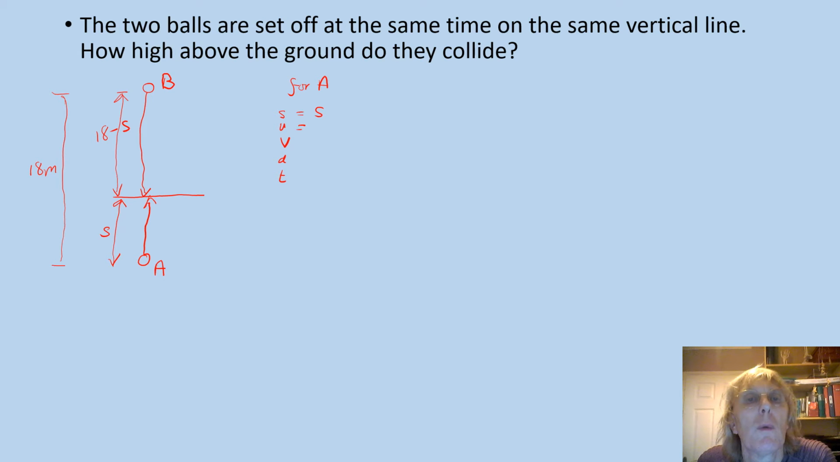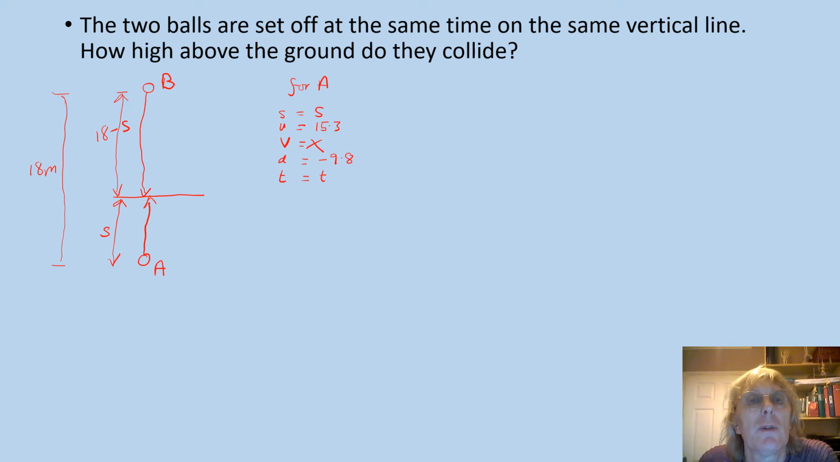U was what we worked out in the first question. We got 15.3. V doesn't matter. It's going to be traveling at some speed or hit the other ball. It doesn't matter. Not interested. A, I'm going to say is minus 9.8 because it's slowing it down. Acceleration is going to work against it. And time is what I want to find.